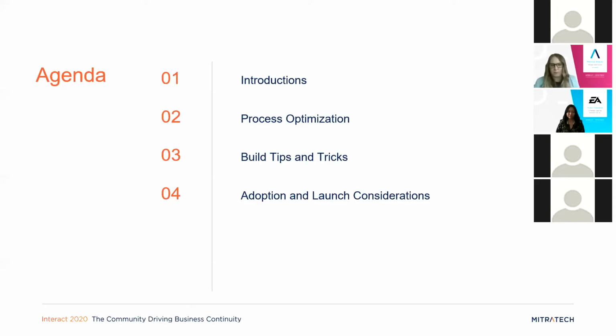We'll start up front with process optimization. Which workflows, which use cases should you start with? What processes are good for TAP? We'll move into build tips and tricks. So there's a lot of different unique things you can do with TAP, and we'll be learning from a seasoned user who has learned a lot of these tips and tricks that can help make your build more efficient and your work with TAP more efficient.